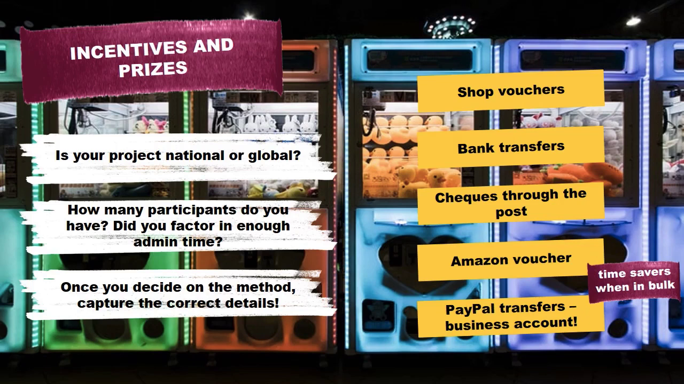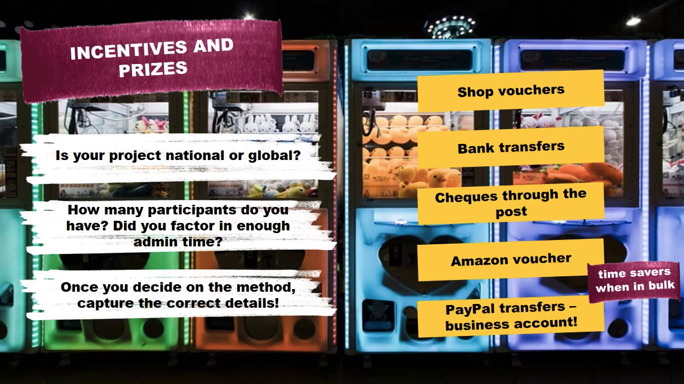Shop vouchers, bank transfers, or checks through the post might work when you have a small number of participants from the same country where you are based, but that can turn into a complete nightmare if you've done an online community covering 4 different markets. I've recently learned the hard way, having to process hundreds of individual PayPal transfers because we didn't spend enough time at the planning stage to really plan what we were going to do about the incentives. So my biggest learning so far, and something that I want to share with you, is try and streamline this process as much as possible, as early as possible in the planning stage.